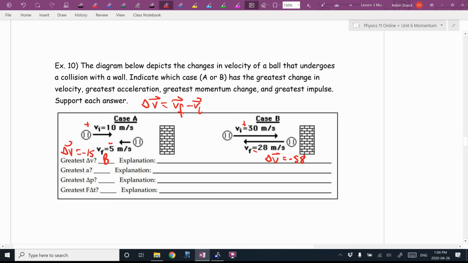Explanation, we calculated it. Which one's going to have the biggest acceleration? Well, since acceleration is change in velocity over time, also definitely B is going to have a bigger acceleration. Oh, and because it's got a bigger change in velocity, it's going to have a bigger change in momentum, which means it's also got a larger impulse. So the answer here is B, B, B, B, B.